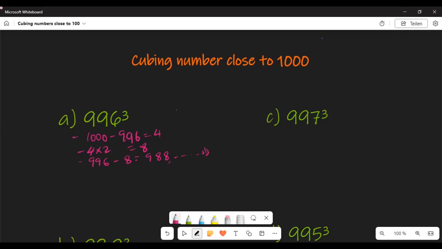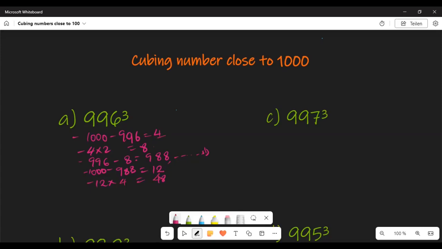Okay, so next, since we have gotten that, we want to say what's now the biggest difference. So what's the difference between 1,000 minus 988? We find it's 12. Now the second step, we say that 12 multiplied by the first difference we got here, which is 4, is going to give us 48.